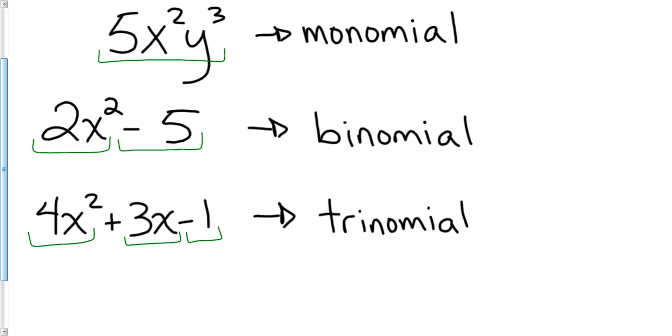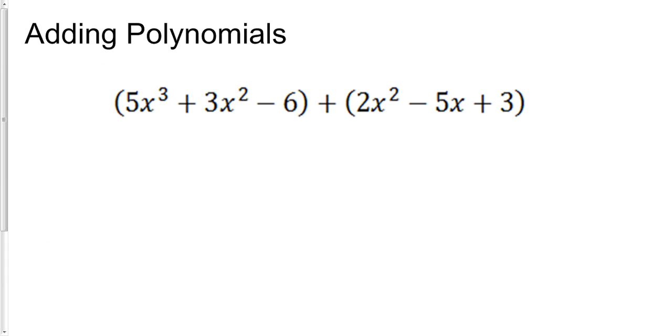So what we're going to look at today is adding and subtracting polynomials. And the key thing that you have to keep in mind is something that you learned a while ago, and that's that you can only combine like terms. So here in our first example, we're adding two trinomials. The first thing we want to look at is we want to find like terms.